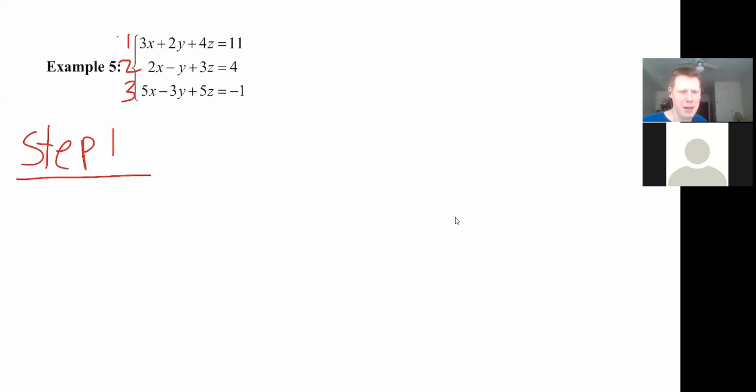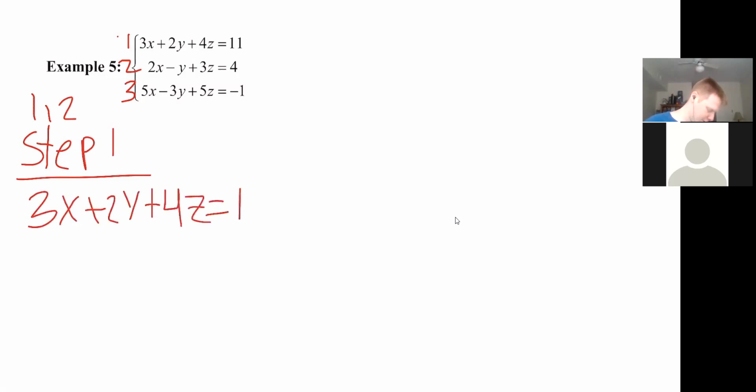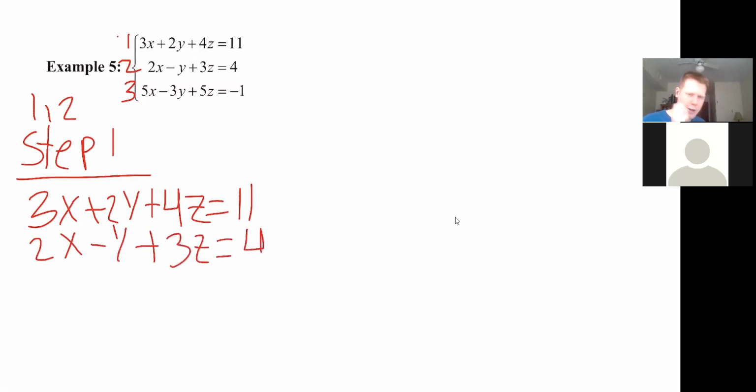I'm not seeing anything that looks super nice, like anything that's going to eliminate right away. Usually if you see something that looks good, you might want to pick that pair. But sometimes it doesn't really matter, because for your second set it might not be super nice anyway. I'm just going to do equations 1 and 2. First I'm going to copy those original equations. Then equation 2 is 2x minus y plus 3z equals 4.